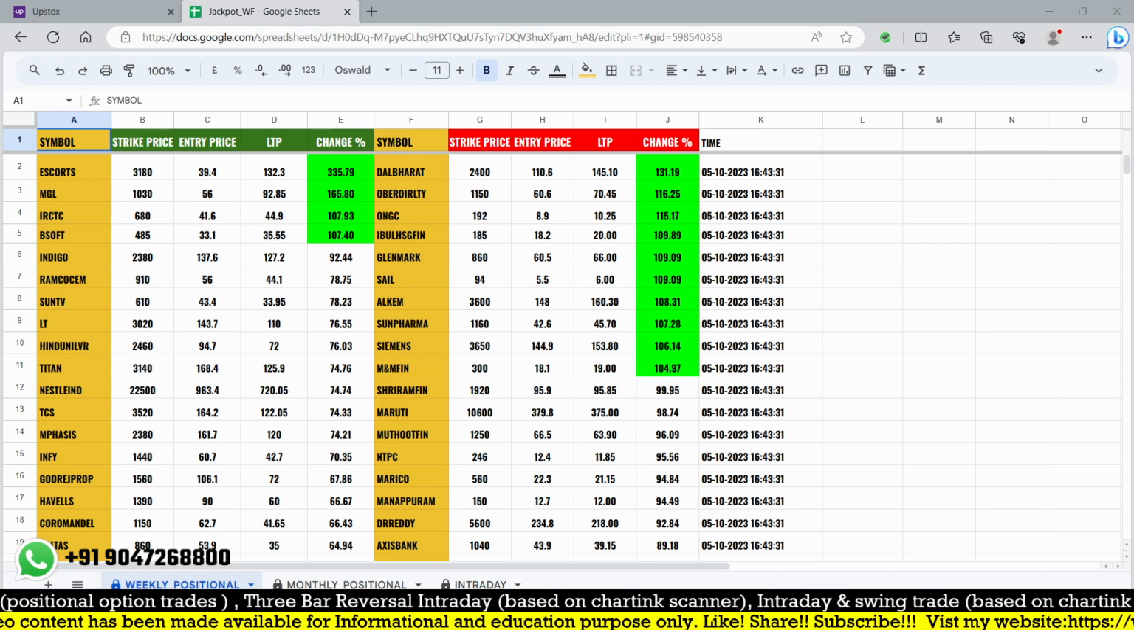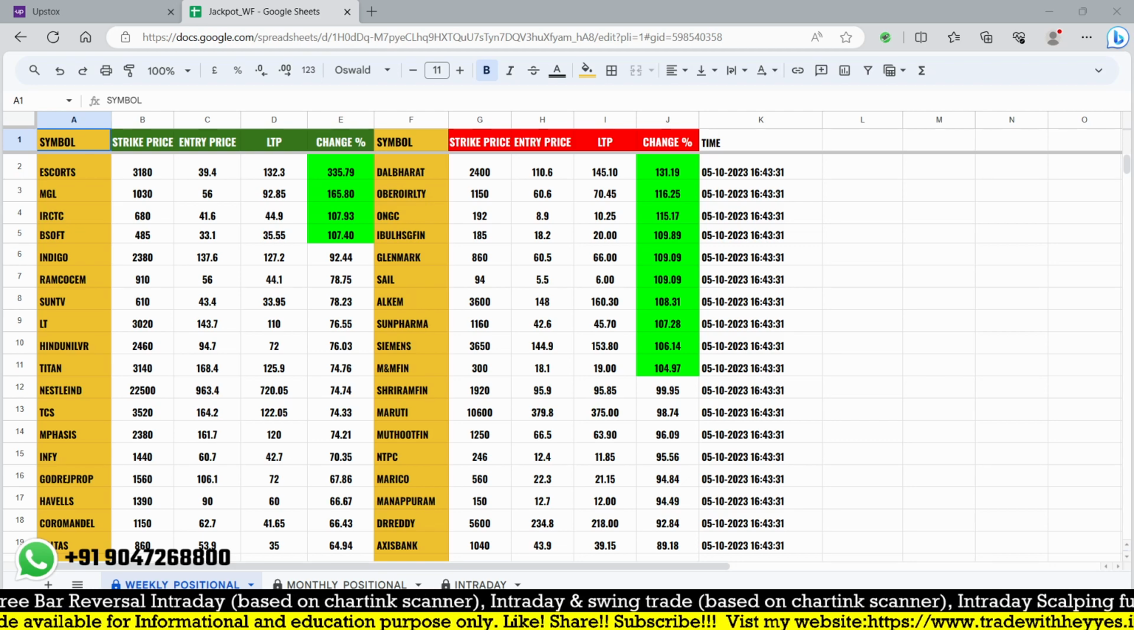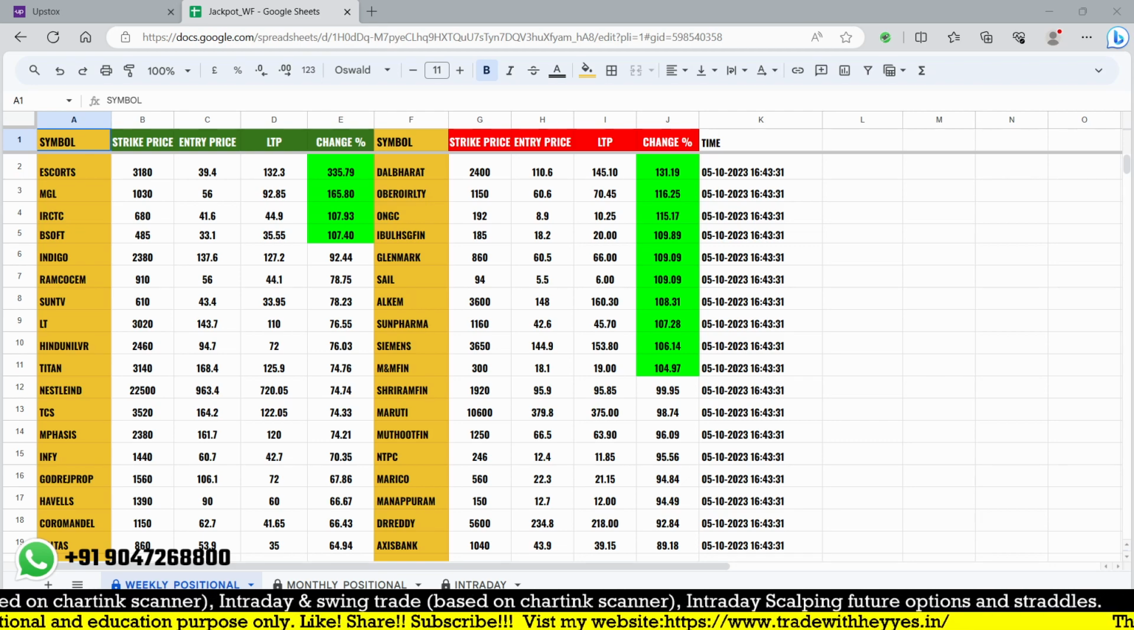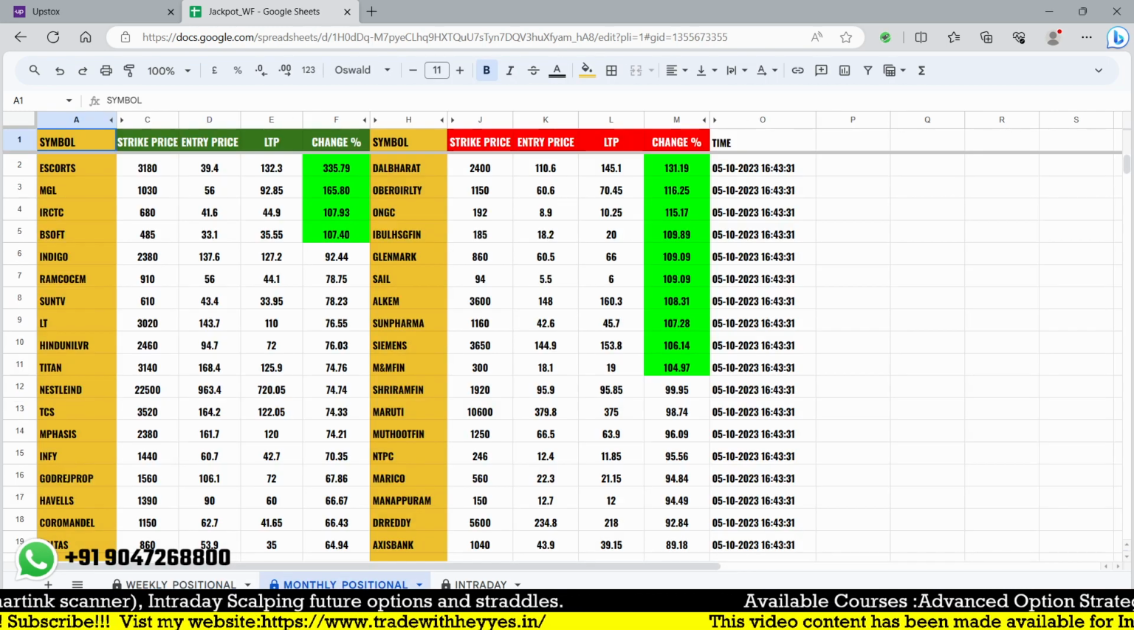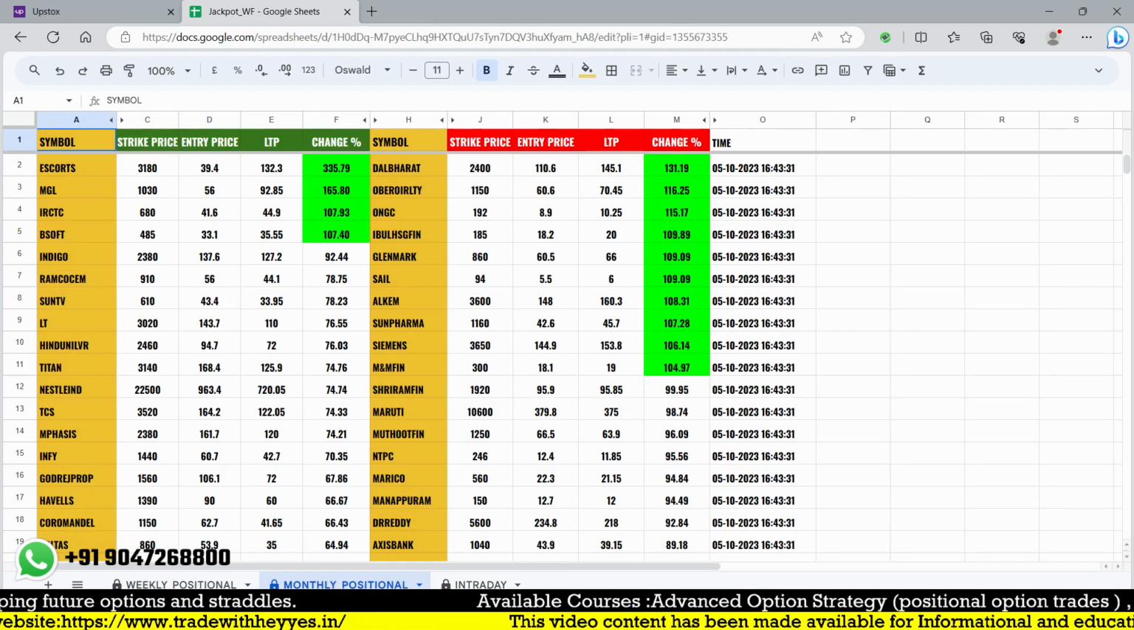Here, weekly and monthly positional should both be the same. Maybe if you are using it, it should be for intraday purposes. And the monthly positional is also the same, because this week both monthly and weekly started the same.